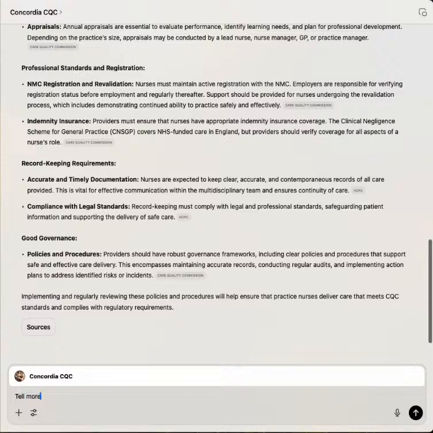So I love this. Tell me more about good governance policies and procedures in this context. So adding the "in this context" will keep Concordia on track.